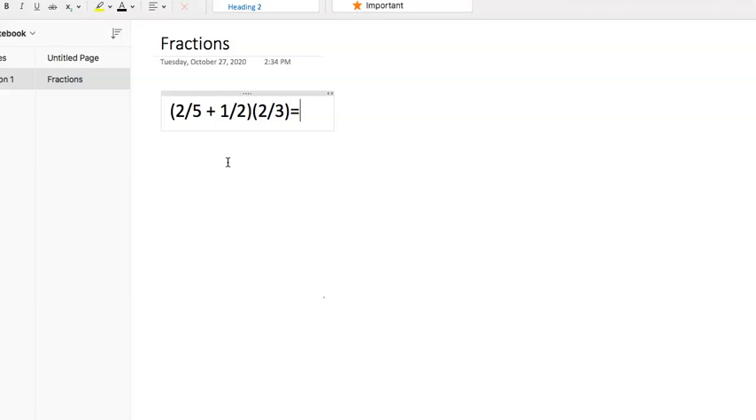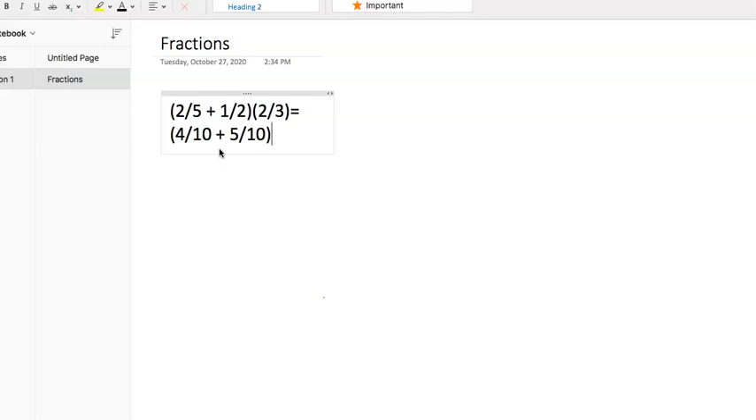Okay, so the first one says we got 2/5 plus 1/2 times 2/3. All we really have to do is find the common denominator on the part on the left, the 2/5 plus 1/2, so that the denominator, the number at the bottom, is the same for both of them, right? If we multiply 5 and 2 together, we get 10. So 2/5 is the same as 4/10, right? We just multiply the top and the bottom by 2, plus 1/2 is the same as 5/10.